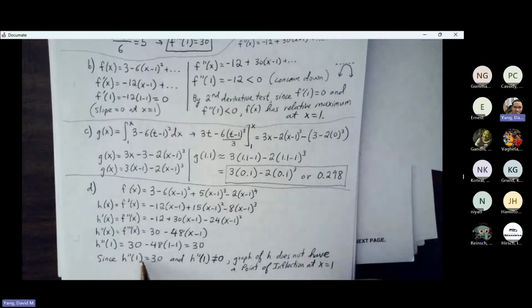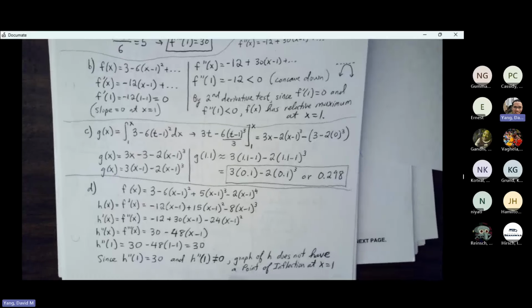And if my second derivative value at 1 is 30, that means it's concave up. And I know that if something is part of a concave up graph, that can't be a point of inflection there. It's got to at least either be 0 or undefined in order for there to be a point of inflection. If I get a positive or negative number, then that's concave up or concave down. That can't be a point of inflection. So no point of inflection at x equals 1.